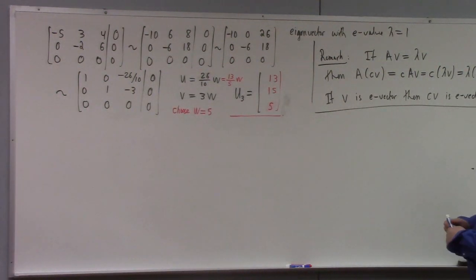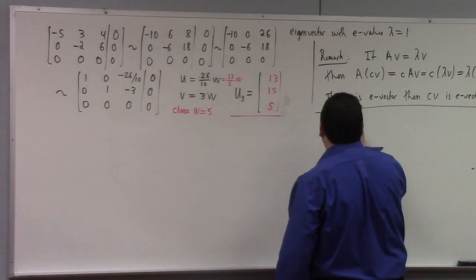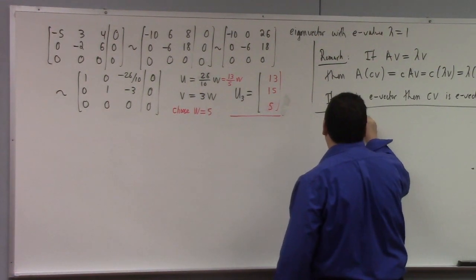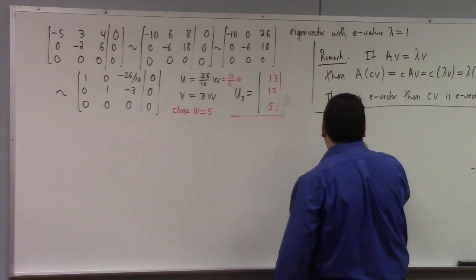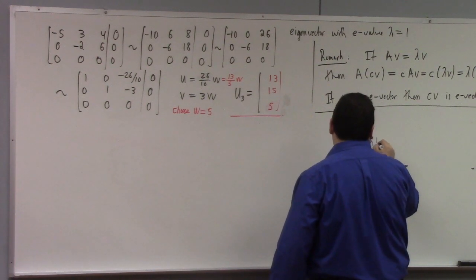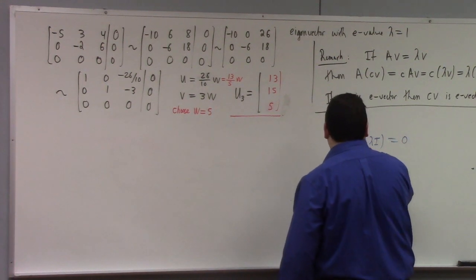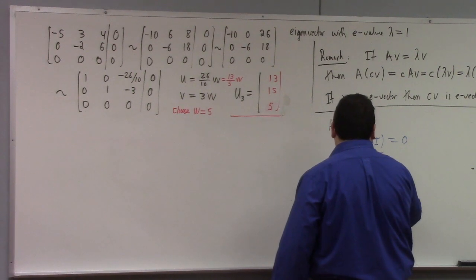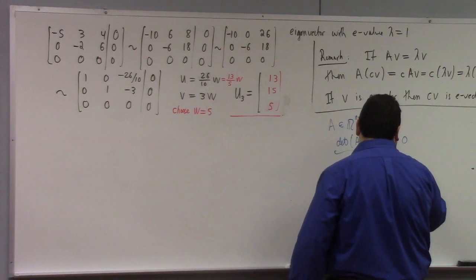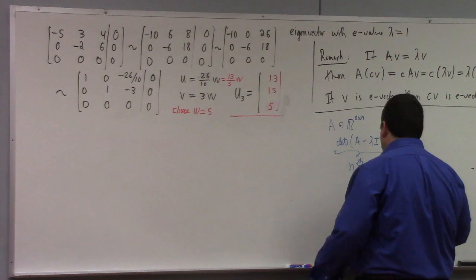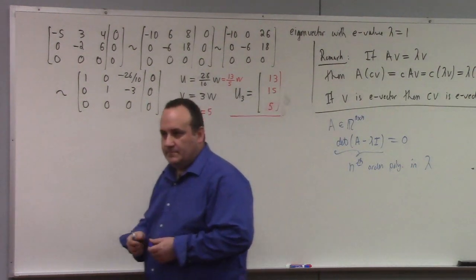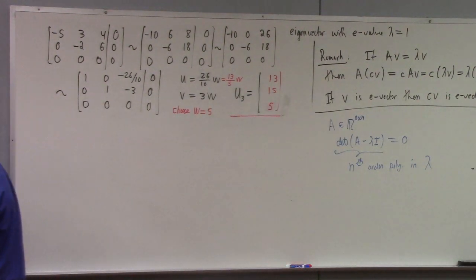I've erased the general one. So think about this. For A in R^(n by n), if you think about the determinant of A minus lambda I equals 0, this is an nth order polynomial in lambda. So how do you solve those? The answer is, of course, carefully.